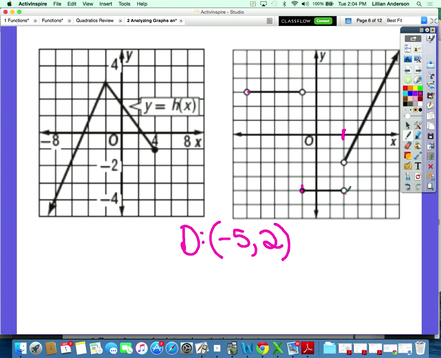Now we have to represent the rest of this. It goes from 2 to what number? Infinity. And how do I connect those? With the union symbol. And there's my domain.